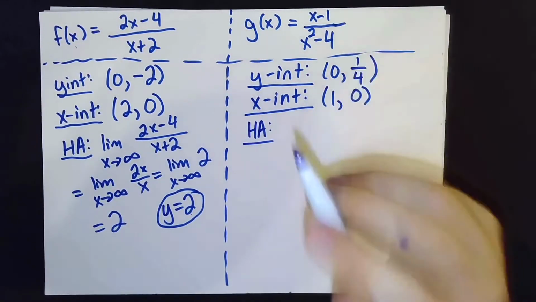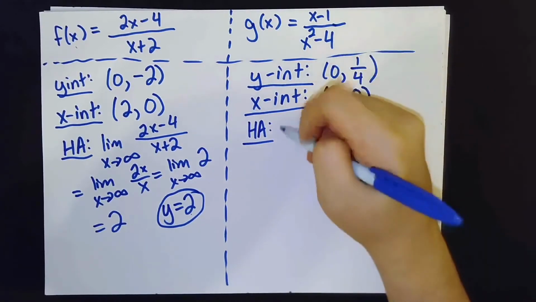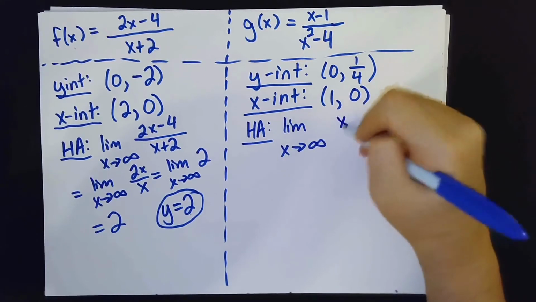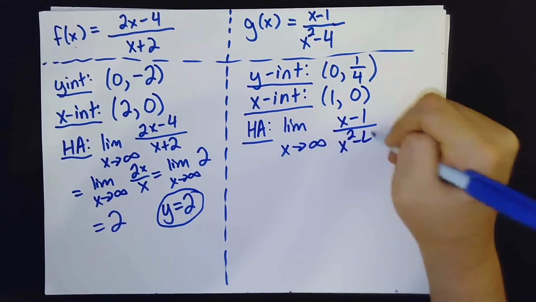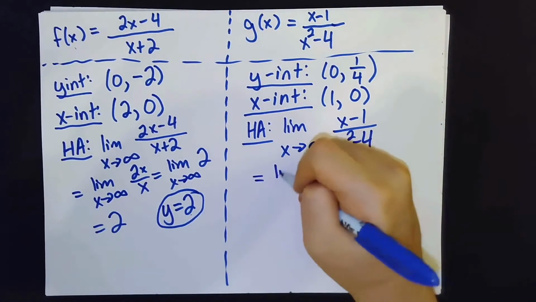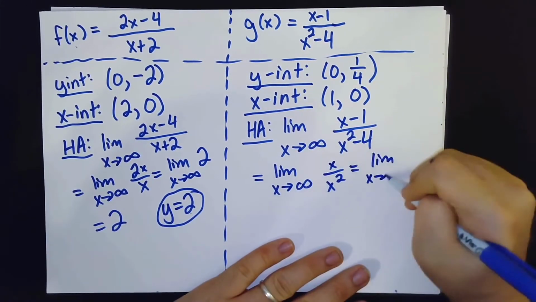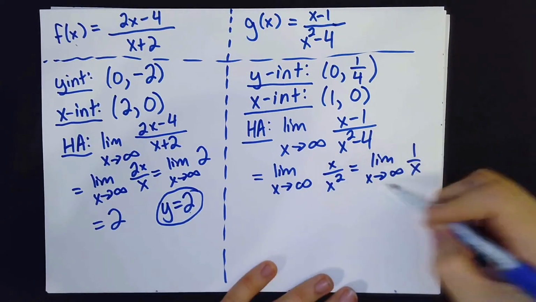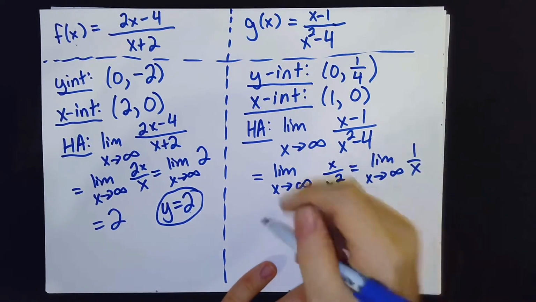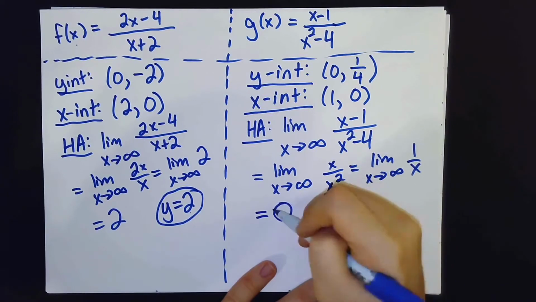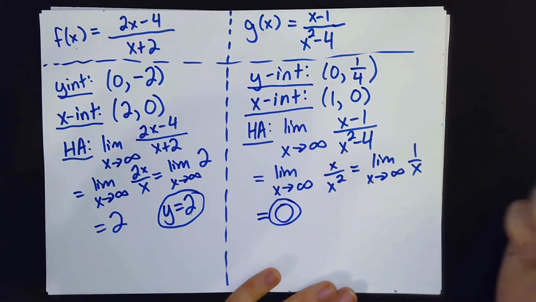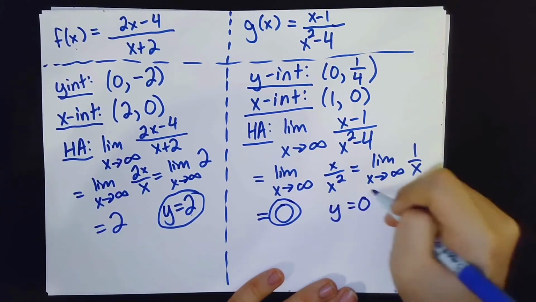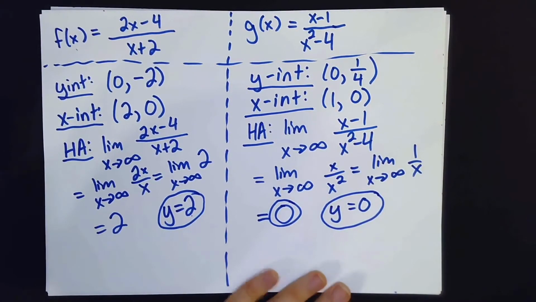Okay, what about this one? Well, in order to find the horizontal asymptote, I need to take the limit as x goes to infinity of x minus 1 over x squared minus 4. I'm going to throw away the stuff that's not the highest order. And now I have to think back to what's the limit as x goes to infinity of 1 over x? But that is 0. Okay. So the horizontal asymptote of this function is y equals 0.